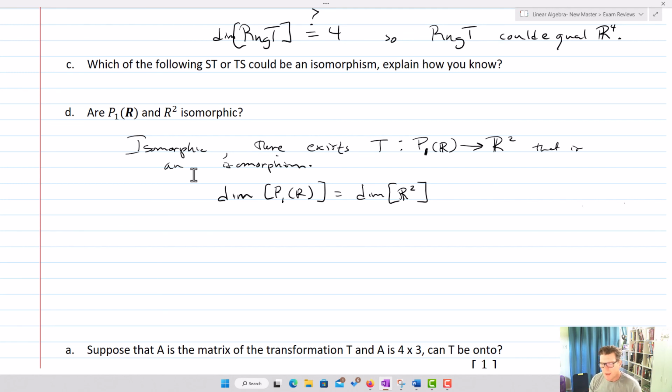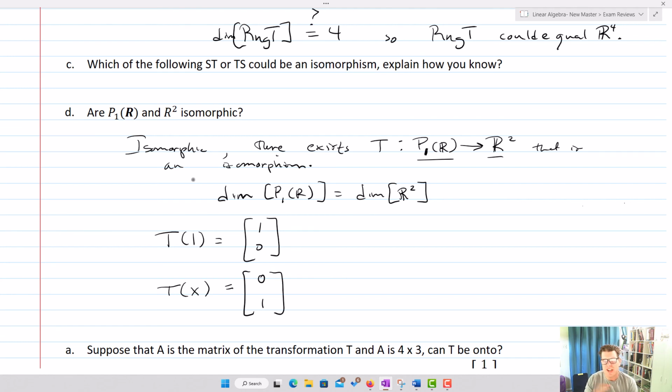So that's cool. Now, here's the thing. Because they are the same, we can create a pretty simple transformation that shows the two are in fact isomorphic. So we're going to consider P1(R) and R2. We take T of 1, the first standard basis vector for P1(R), and set it equal to the standard basis vector in R2, so it's (1, 0). Then we have T of x, the other standard basis vector in P1(R), and we set that equal to (0, 1). This is a standard process that we can use to find an isomorphism.